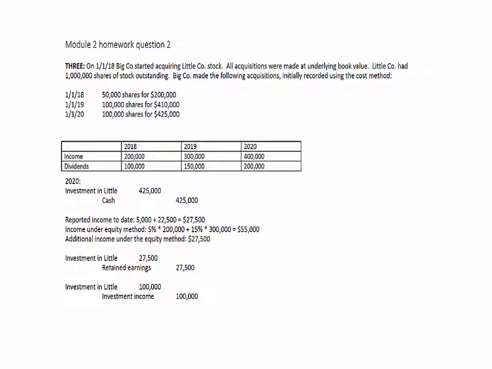Once we make this change to the equity method, now we're going to go ahead and account for our investment under the equity method. We now own 25% of their stock. In 2020, they report $400,000 in income, our share $100,000. Similarly, they pay $200,000 in dividends, our share 25% or $50,000.